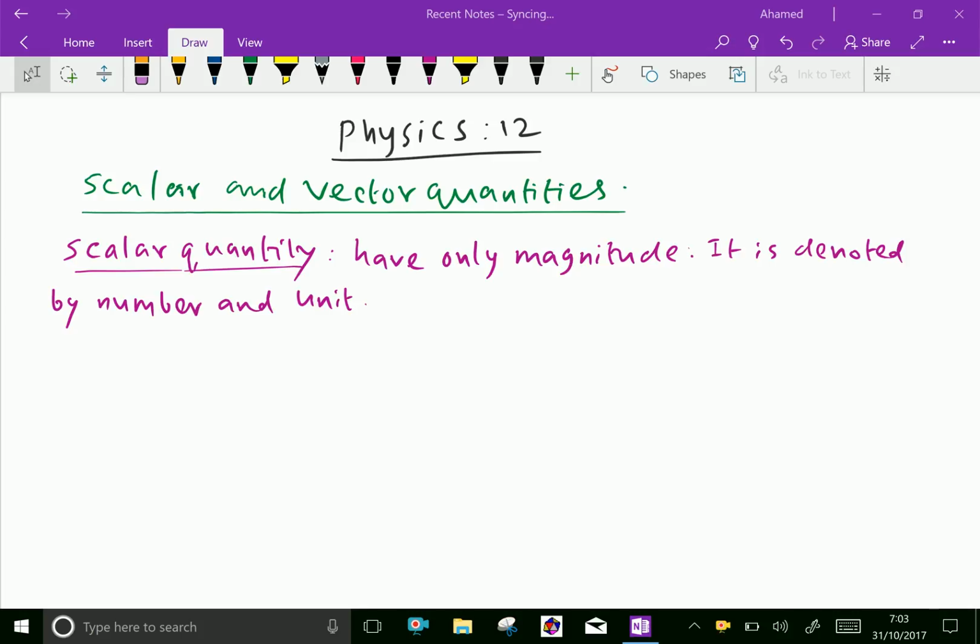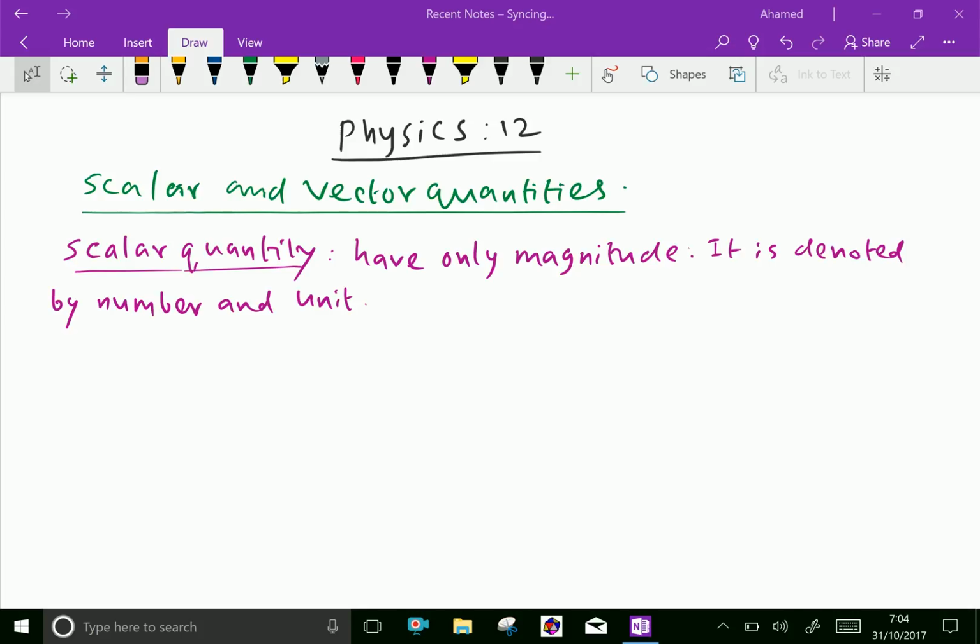In physics, in the discussion about motion, we need a lot of quantities to measure, like distance, displacement, speed, velocity, acceleration, mass, momentum, energy, work. There are a lot of quantities we have to define and understand. For this, we need to understand scalar quantities as well as vector quantities.